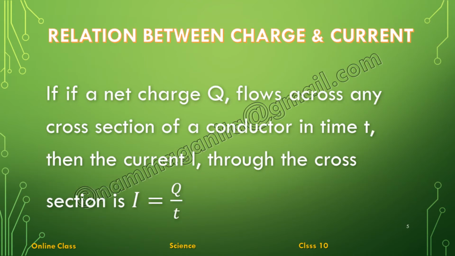If a net charge Q flows across any cross section of a conductor in time t, then the current I through the cross section is given by I is equal to Q divided by t. This formula gives the relationship between the electric current, electric charge and time.